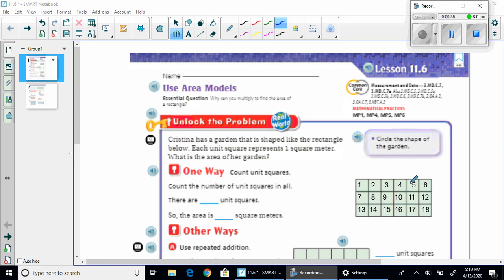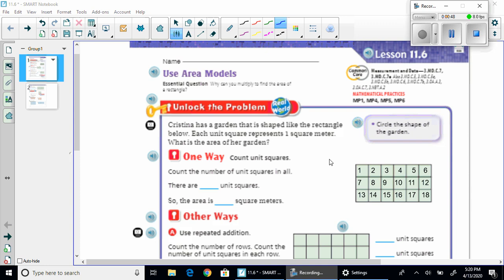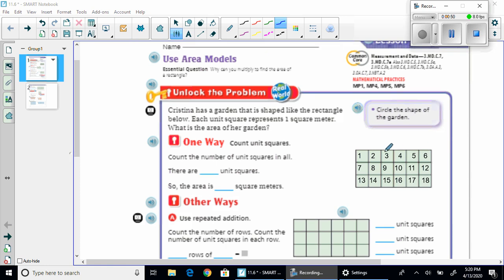Okay, so today to find the area of our rectangles, we are going to be doing the same thing. Instead of counting all of our squares by ones, we're going to multiply our rows by our columns. So the first one down below, I already went ahead and filled in your numbers for you. If you notice, I counted through and there were 18 unit squares.